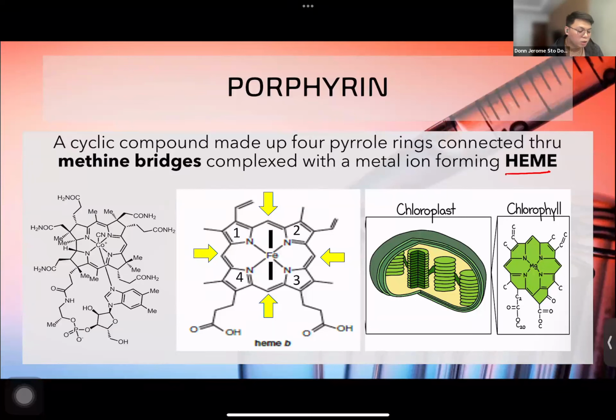Okay? On the picture, you'll see that porphyrin can be seen in other molecules in our environment. For example, in the chlorophyll of plants, you can see a porphyrin with a magnesium complex. On your left, that is a vitamin, cyanocobalamin, complexed with a cobalt ion.